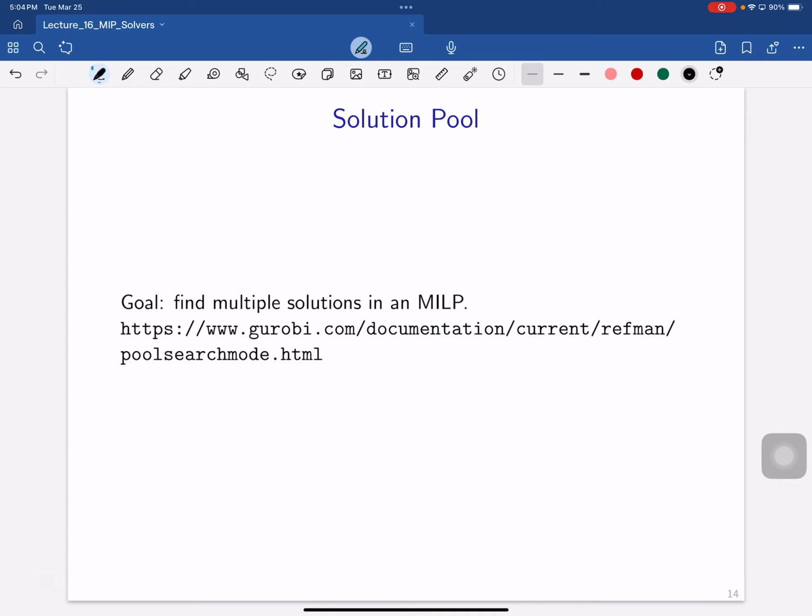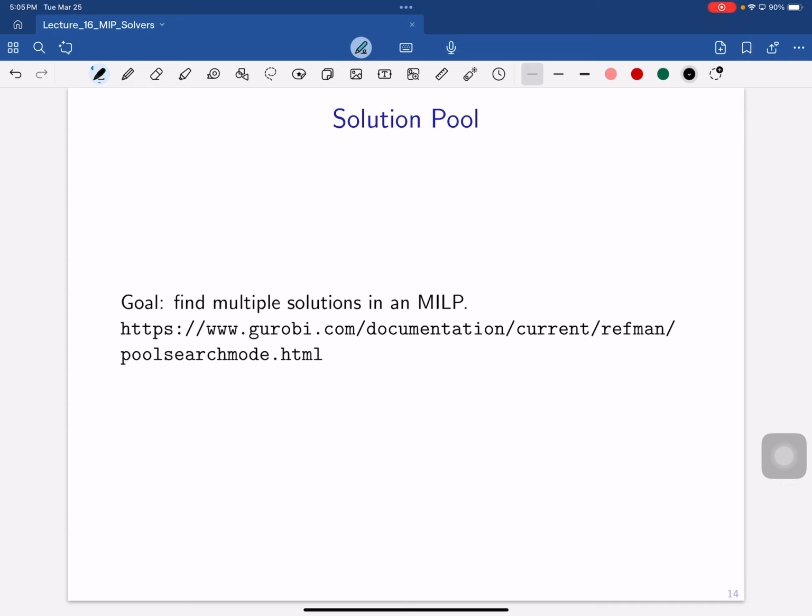Okay, so another thing is called solution pool. In some problems, you may want to get multiple solutions from an MILP instead of just one single solution. This happens a lot in practice because the solution you got might be very counterintuitive to the practitioner, right? Even though you got an optimal solution, it's very hard to interpret. Then someone may prefer a suboptimal solution. Although it's not globally optimal, it might be easier to implement in practice. So in that case, you would like to get multiple solutions in MILP.